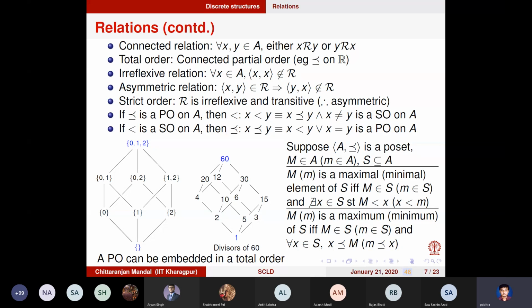Okay, so next class we'll talk about some special partial orders. And once you study them, we'll see how they can be used to represent logic circuits and Boolean circuits.